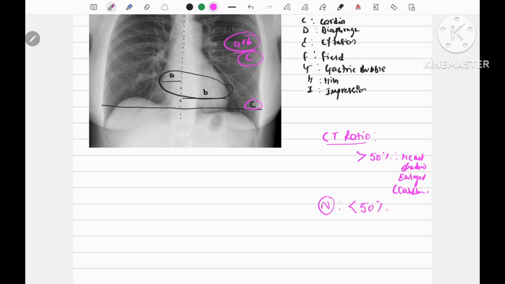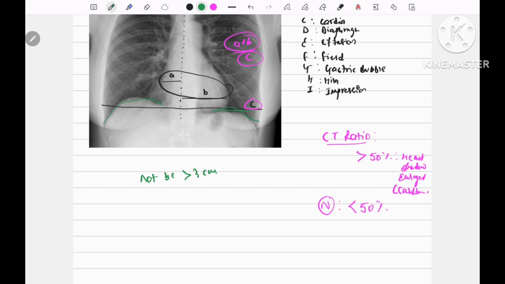Okay, now we will see the diaphragm. Here we can see two humps, one is the right hump and another is the left hump. The right hump should not be more than 3 centimeters above the left hump. And both humps should be clearly visible.